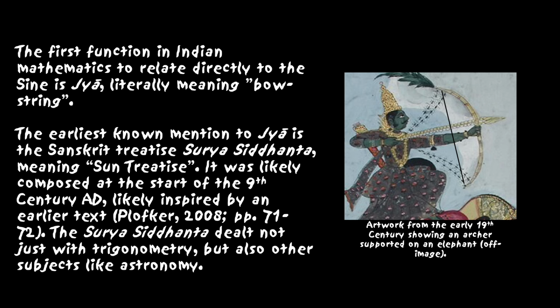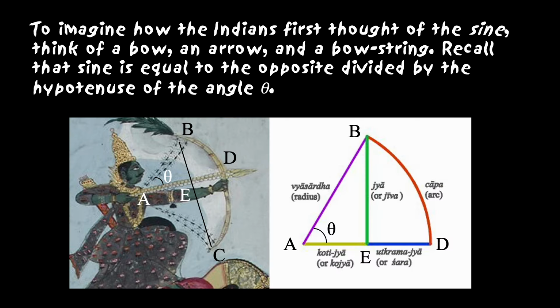The first function in Indian mathematics that relates to the modern sine is jya, literally meaning bowstring. This first appeared in the Surya Siddhanta, or Sun Treatise, an Indian mathematic text from the latter half of the first millennium AD. The sine originated as an analogy to archery.